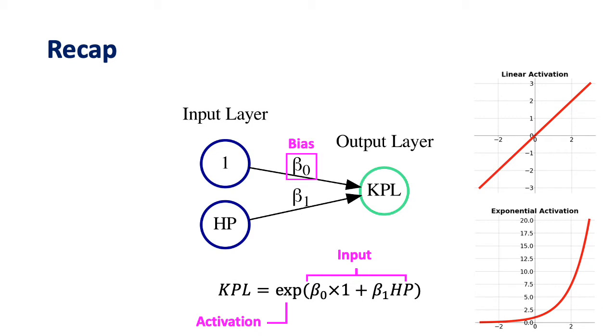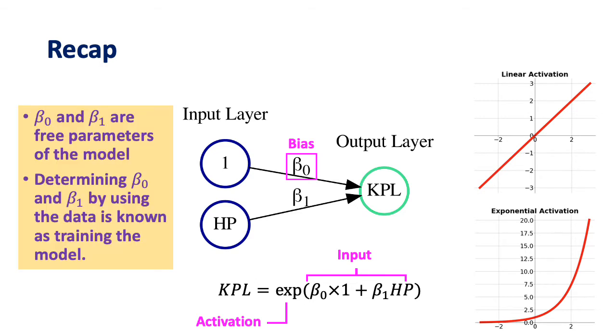The beta 0 is special and is known as the bias of the neuron, and it serves as a way to establish the baseline level of activation of the neuron. Beta 0 and beta 1 are known as free parameters of the model because they are determined from data. Determining them from the data is known as training or fitting the model.